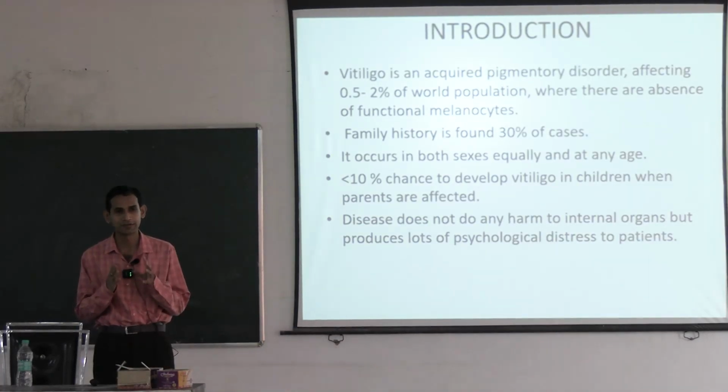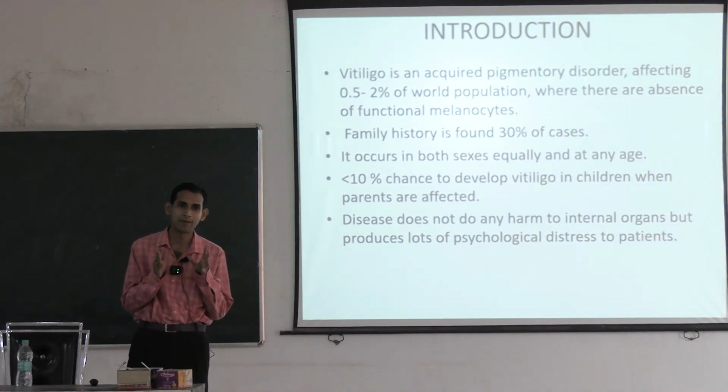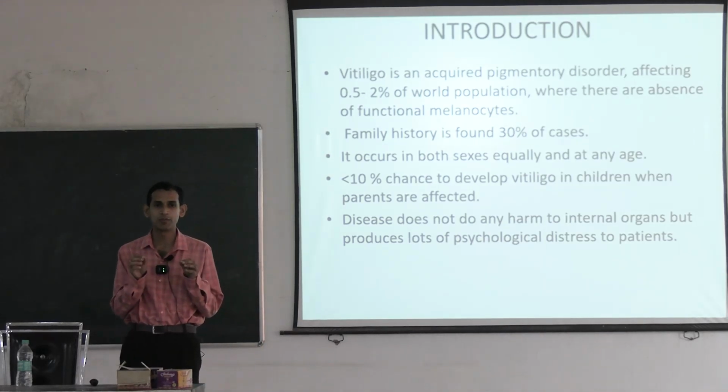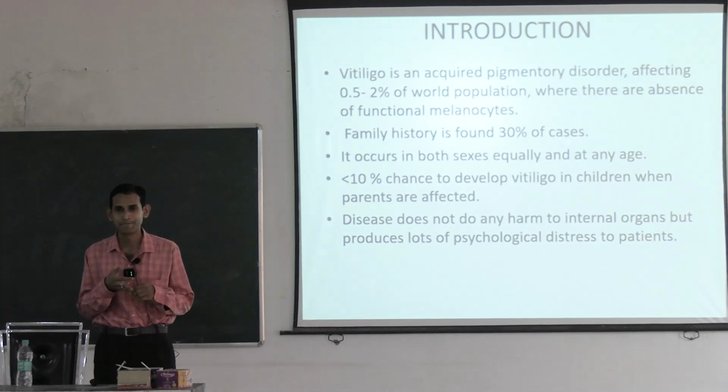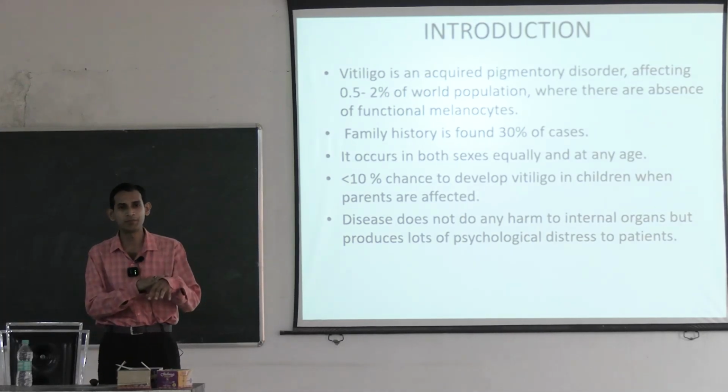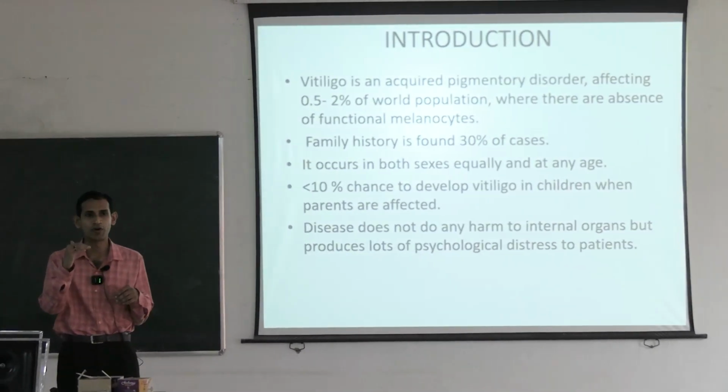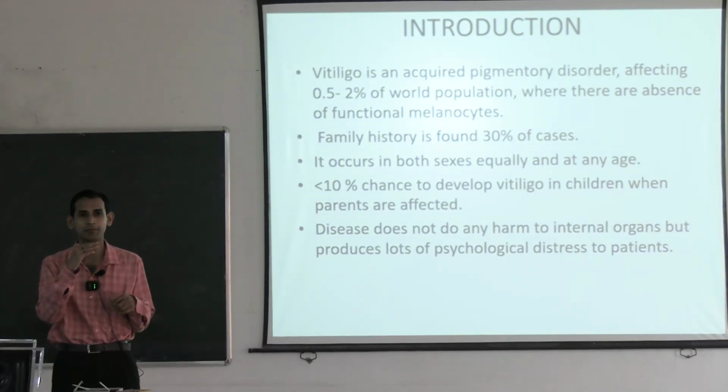complete loss or destruction of the functional melanocyte or absence of the functional melanocytes. You know the melanocytes are present in the basal layer of the epidermis. Do you know the layers of epidermis? From the superficial to deep, 4 layers are present usually: stratum corneum, stratum granulosum, stratum spinosum, and stratum basale. In basal layer, the melanocytes are present.